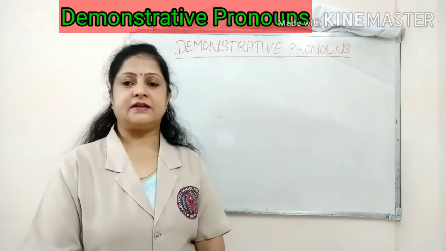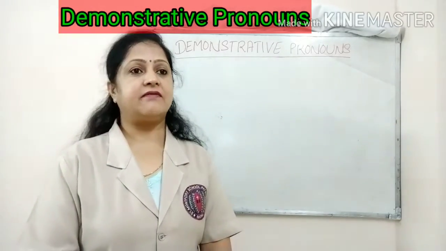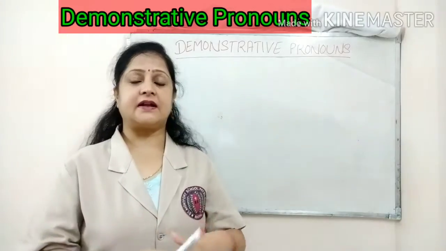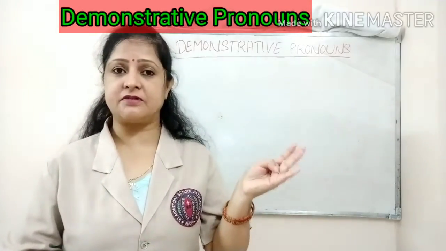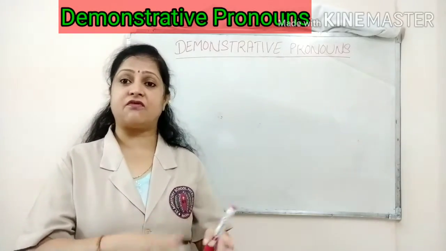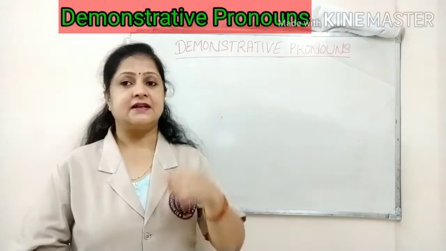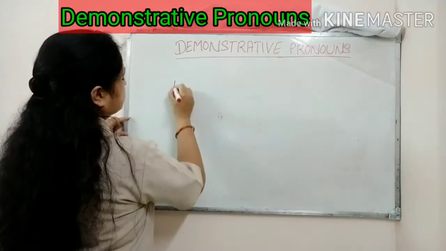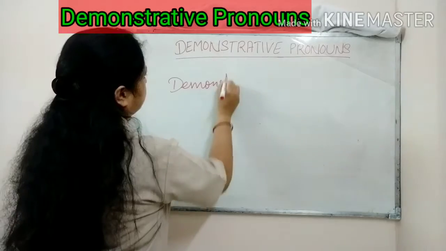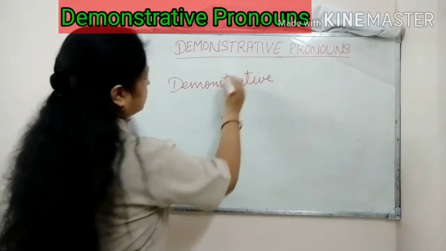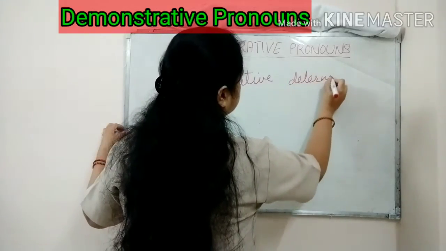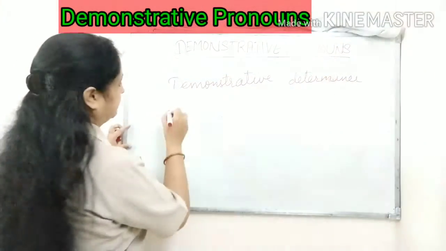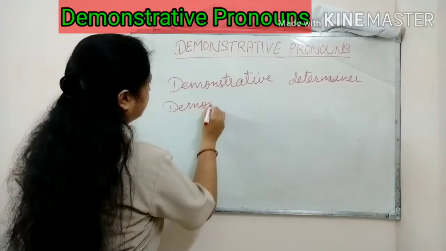One important thing that you should always keep in your mind: whenever a demonstrative pronoun is followed by a noun, instead of an auxiliary verb just after the demonstrative pronoun, in such cases the demonstrative pronoun functions as a demonstrative determiner, or we also call it a demonstrative adjective.